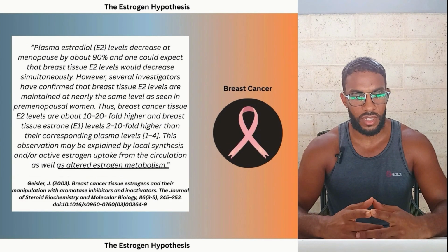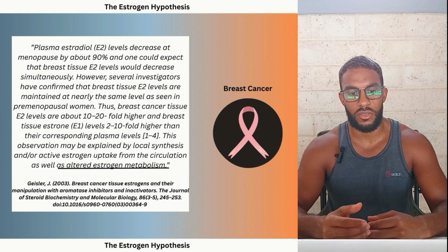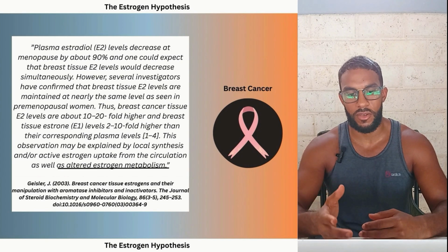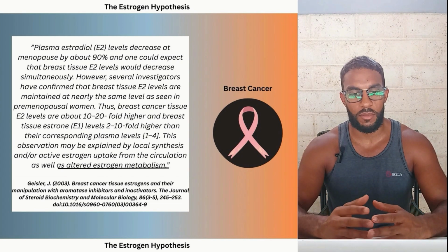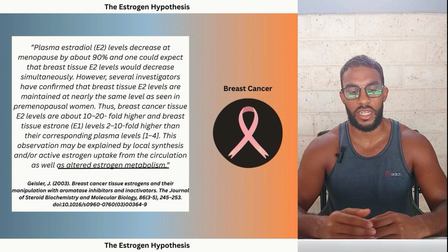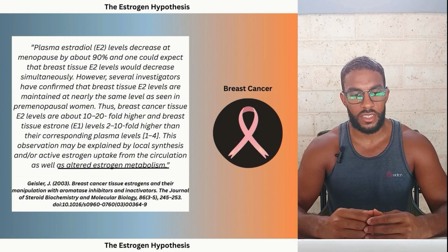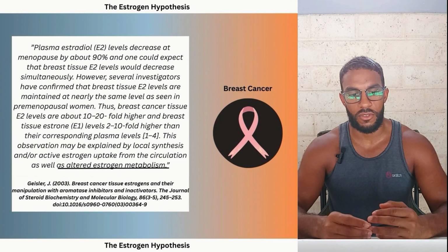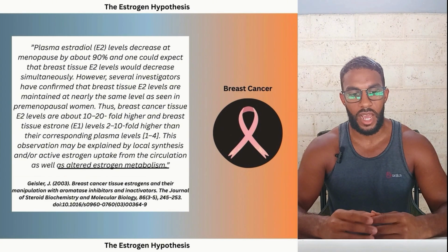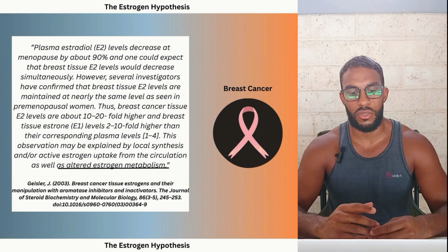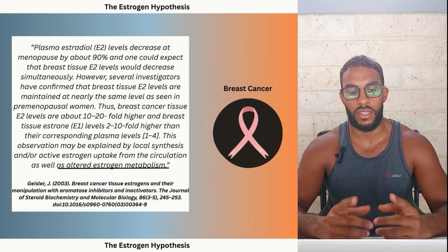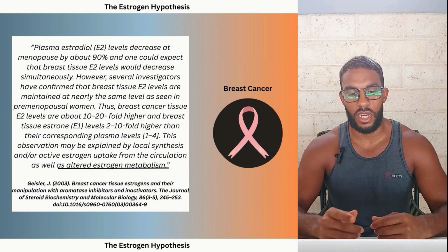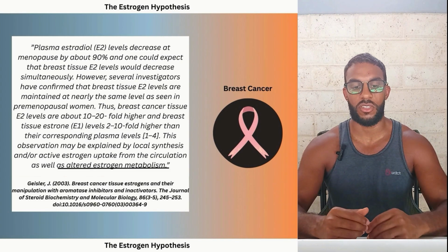This was by Geisler in 2003, and they say plasma estradiol, E2, levels decrease at menopause by about 90%, and one could expect that breast tissue E2 levels would decrease simultaneously. However, several investigators have confirmed that breast tissue E2 levels are maintained at nearly the same level as seen in premenopausal women. Thus, breast cancer tissue E2 levels are about 10 to 20-fold higher, and breast tissue estrone is about 2 to 10-fold higher than their corresponding plasma levels. This observation may be explained by local synthesis and/or estrogen uptake from the circulation, as well as altered estrogen metabolism.